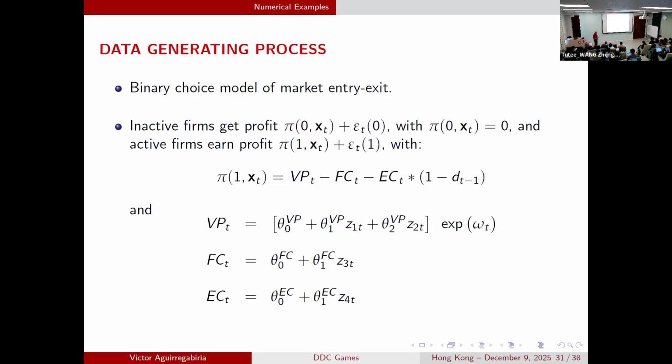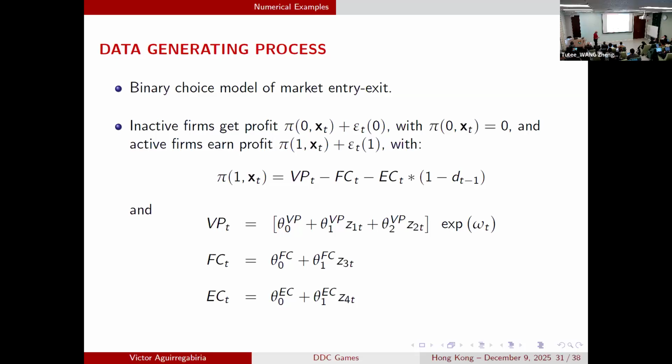Unfortunately, I have changed the notation here. I'm using D now instead of A. This entry cost should be paid only if the firm was not active at the previous period in the market, only if d sub t minus 1 equals 0. If the firm was active in the market at the previous period, if this equals 1, then 1 minus 1 is 0, and this whole term is 0.